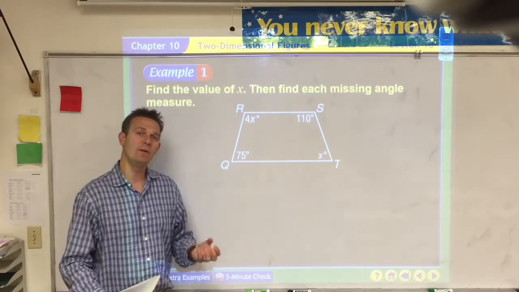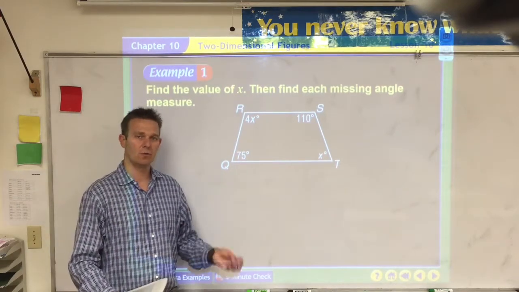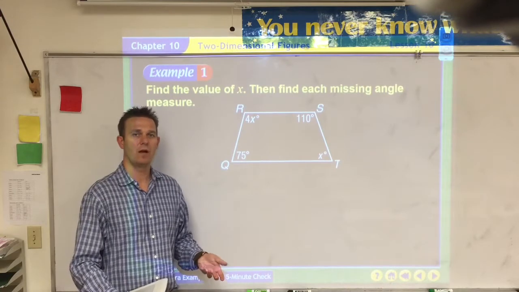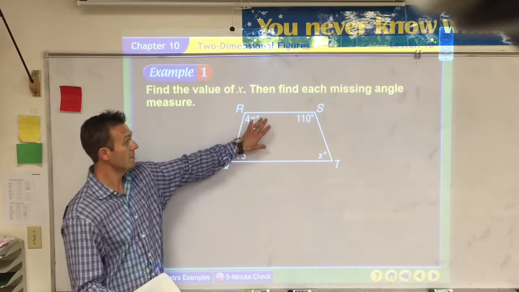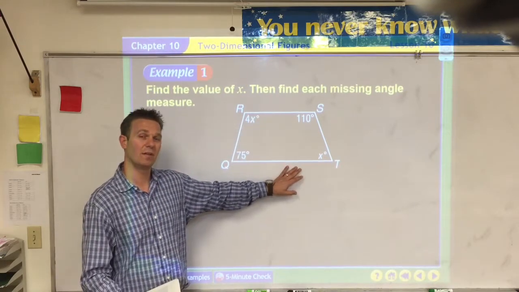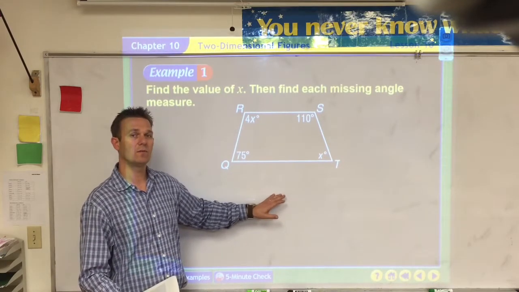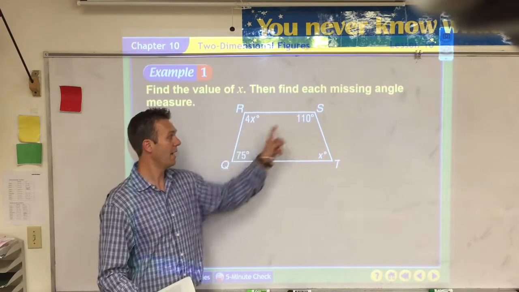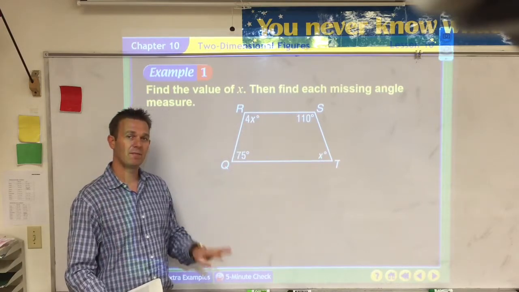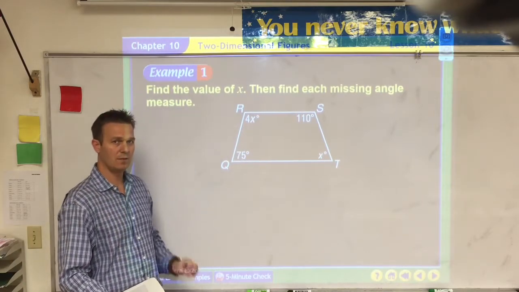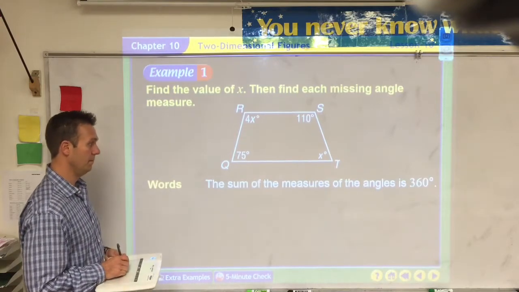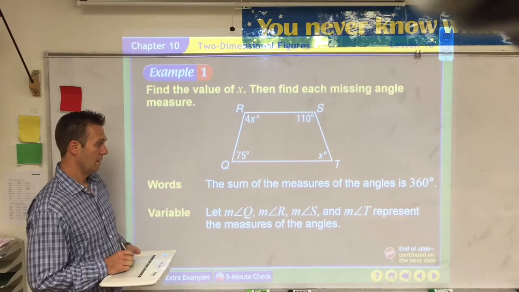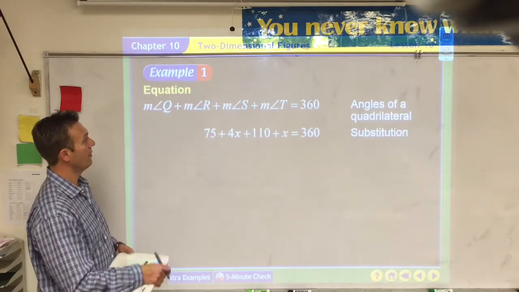It's important for you to understand, we know that the 3 angles in a triangle add up to 180 degrees. Well, this is a 4-sided figure, so it's called a quadrilateral. In quadrilaterals, the 4 angles have to add up to 360 degrees. So we're going to set up an equation, and here it is.